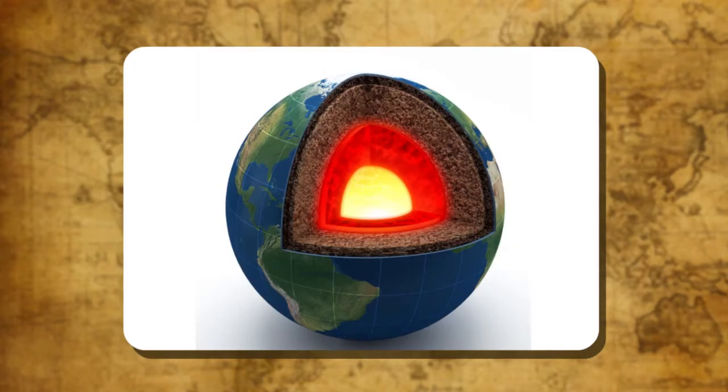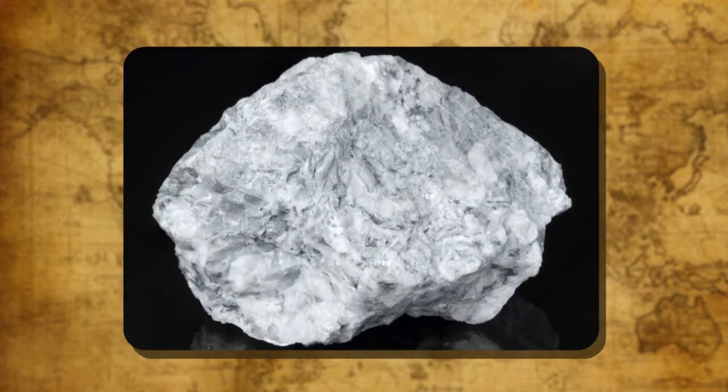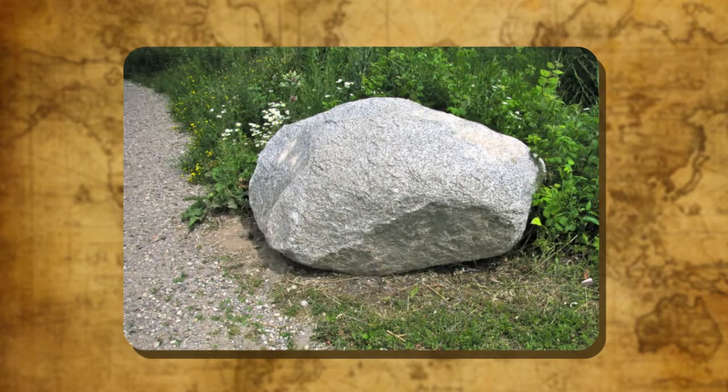Our Earth's crust is made of rocks composed of minerals. A mineral is a naturally occurring substance that has a definite chemical composition. Minerals are always found in a rock. A rock, which has a large concentration of a particular mineral, is called the ore of that mineral.